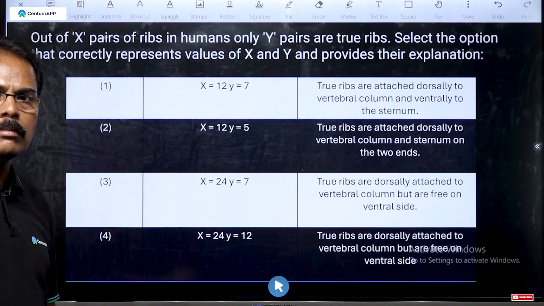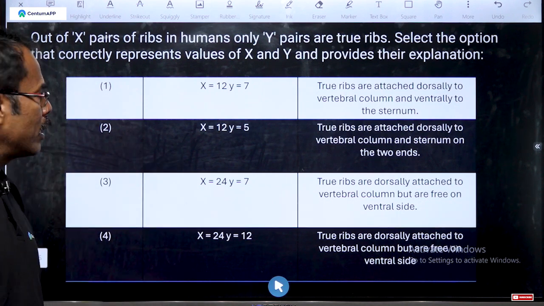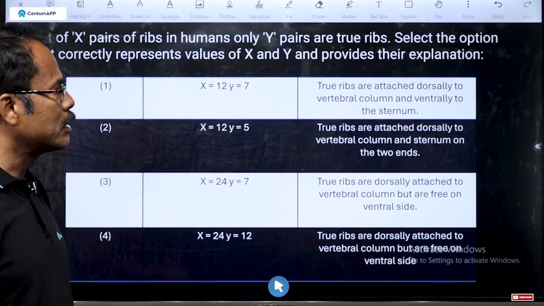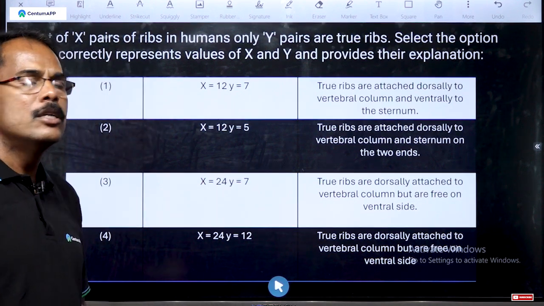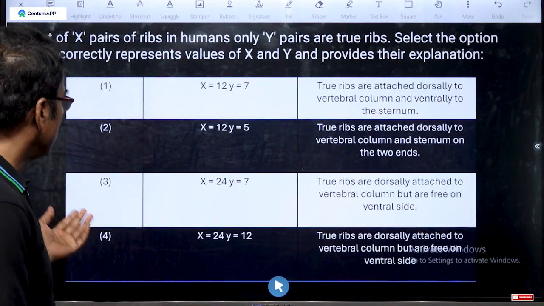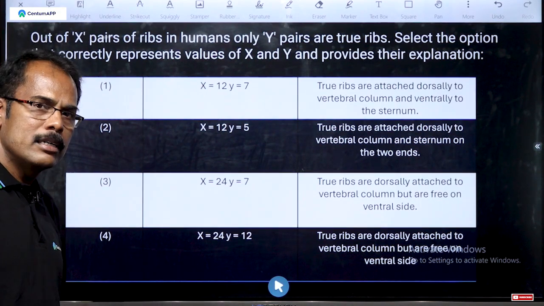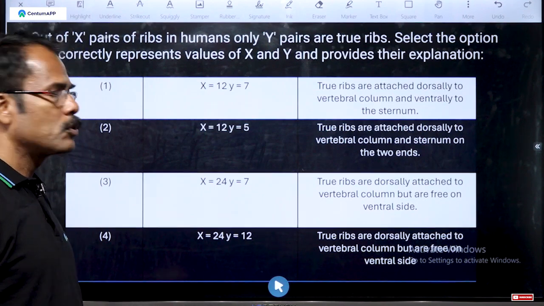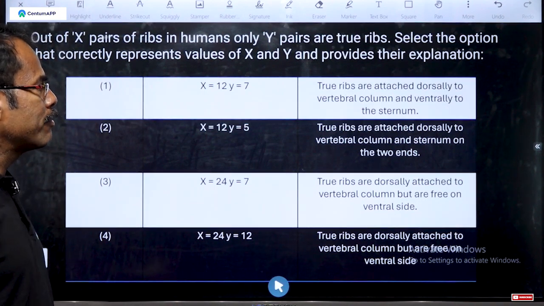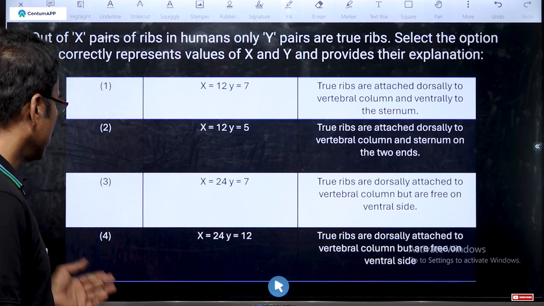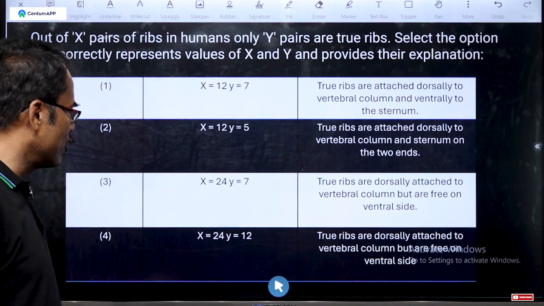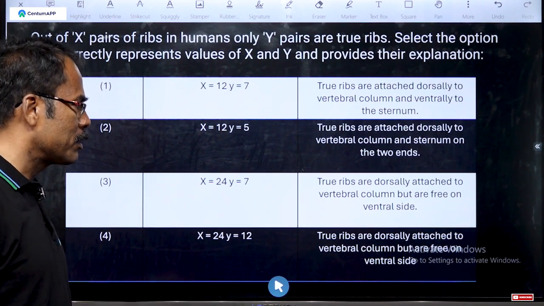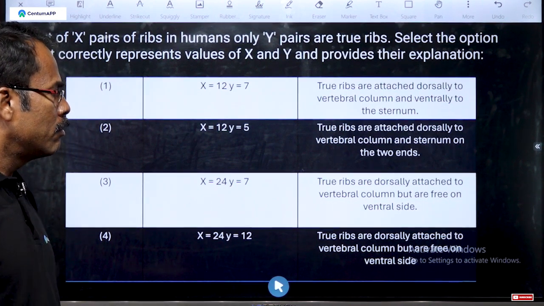Option 2: X is 12 and Y is 5. True ribs are attached dorsally to the vertebral column and to the sternum on the 2 ends. Option 3: X is 24, Y is 7. True ribs are dorsally attached to the vertebral column but are free on the ventral side. Option 4: X is 24, Y is 12. True ribs are dorsally attached to the vertebral column but are free on the ventral side.